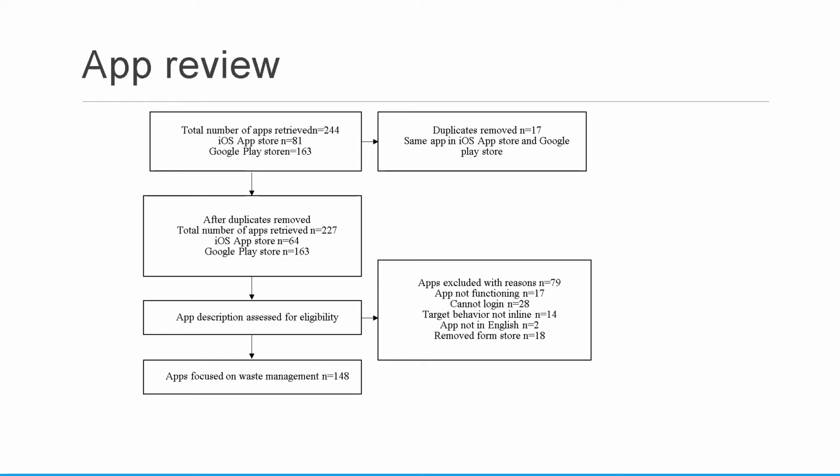That is, we looked into the description provided in the store as well as the demo and screenshots. We excluded 79 applications. 17 of them were not functioning, 28, we cannot log in. 14, the target behavior was not in line with our research. Two of the apps were not in English, and 18, they were removed from the store after we started the review. And finally, we focused on 148 mobile applications.